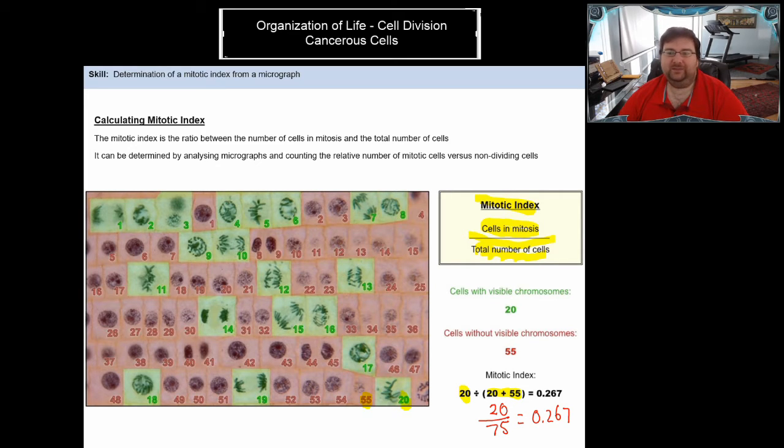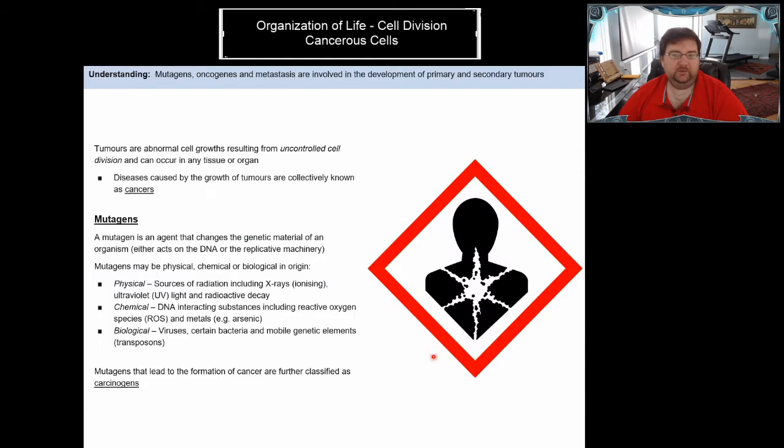Today we're continuing with our unit on cell division. This is the last lesson in the unit. We're going to be looking at what causes cancerous cells. Let's get started. So here we're starting off with the first understanding that mutagens, oncogenes, and metastasis are involved in developing primary and secondary tumors. We're going to be defining these terms shortly.